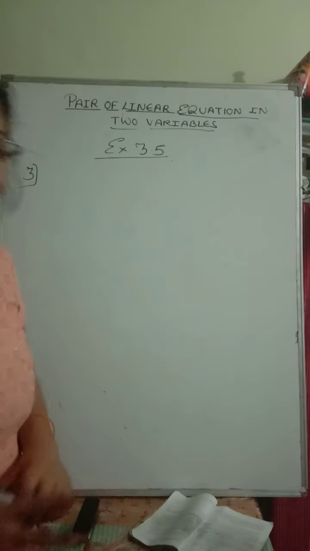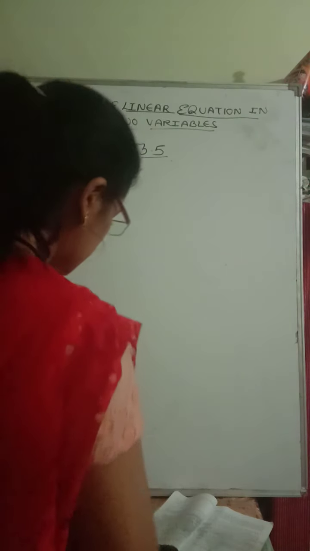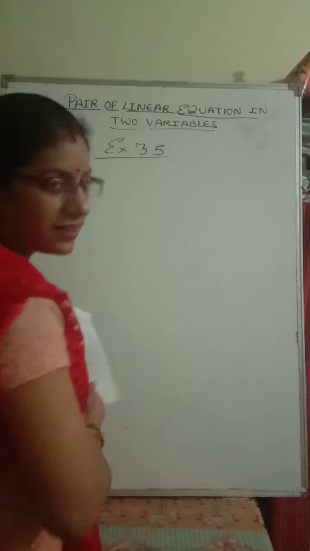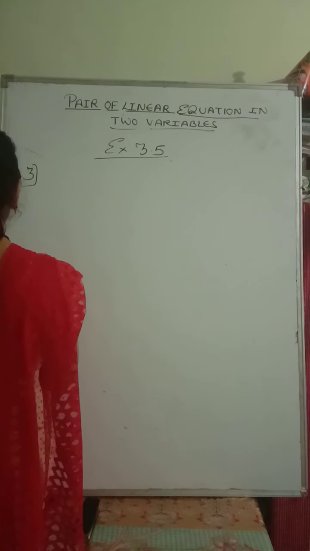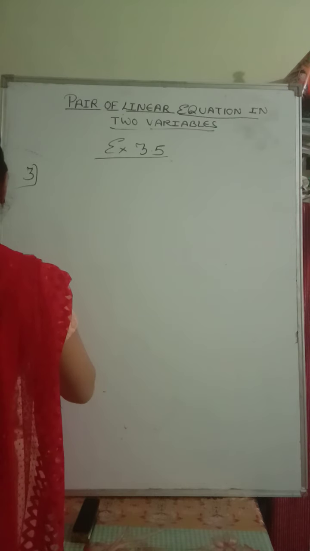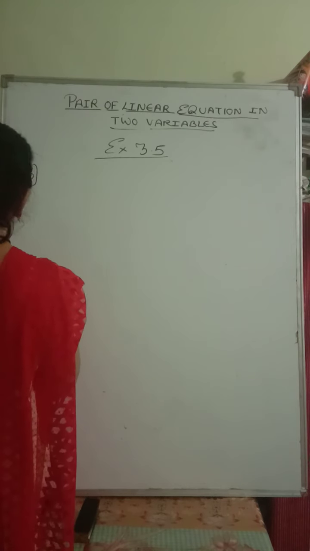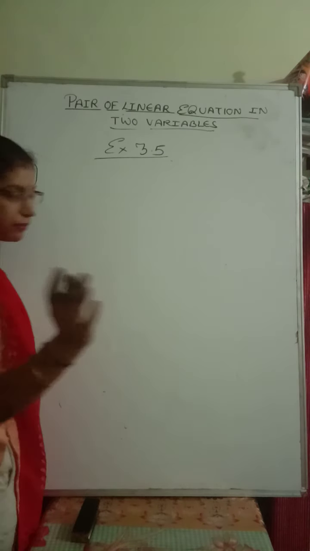Welcome you back in the next video. So now I am starting question number 3 of exercise 3.5. Question number 3 is: solve the pair of linear equations by substitution method and cross multiplication method. We have to find it by both methods.